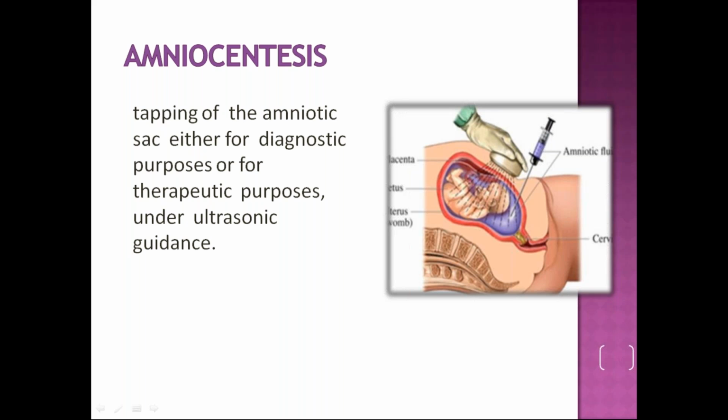During this procedure, you are not supposed to poke the baby's head or body parts, because they can injure the baby. So it is always done under direct vision of ultrasound. Away from the placenta, where free amniotic fluid is there, you take a spinal needle and aspirate the required amount.